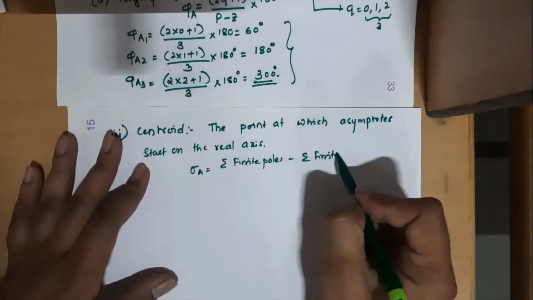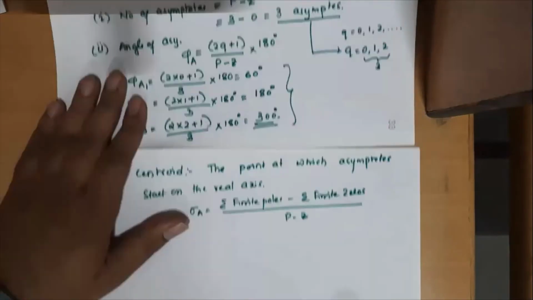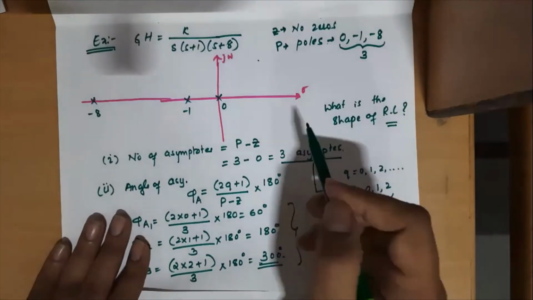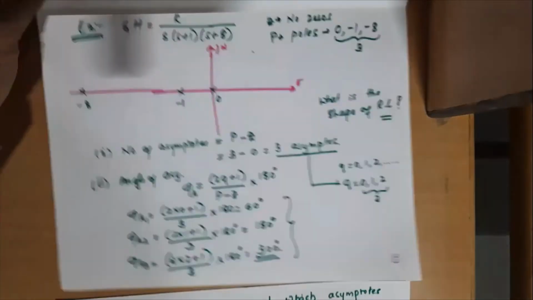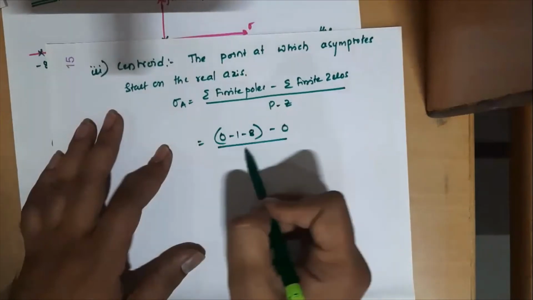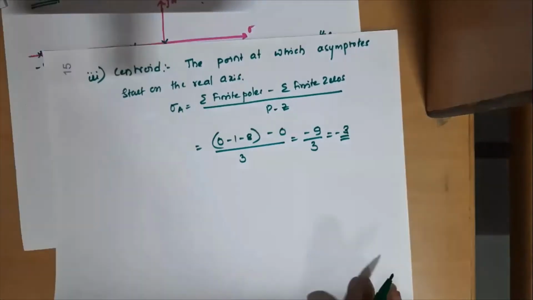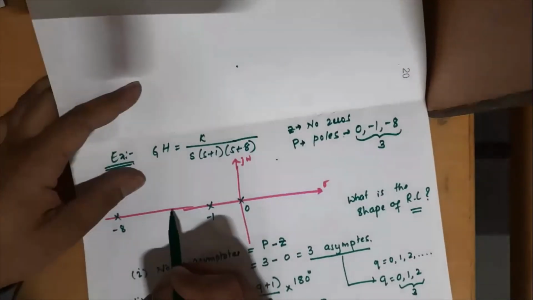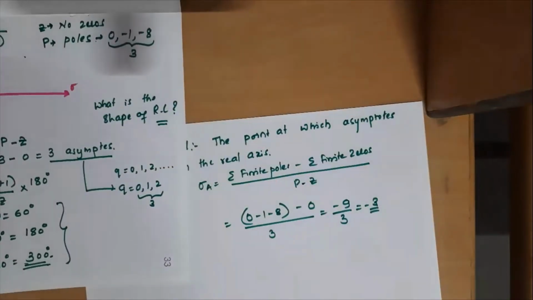The formula is summation of finite poles minus summation of finite zeros, divided by P minus Z. So we have 3 poles here and no zeros. The summation of those values is 0 minus 1 minus 8 minus 0, divided by 3, equal to minus 9 by 3, equal to minus 3. So minus 3 is the point, approximately somewhere here. We call it the centroid, sigma subscript A.